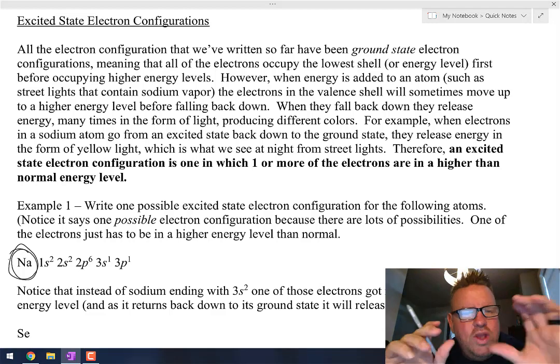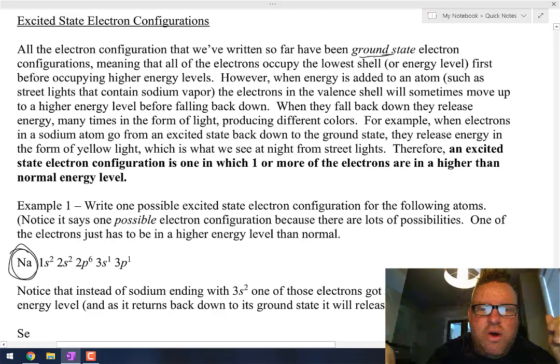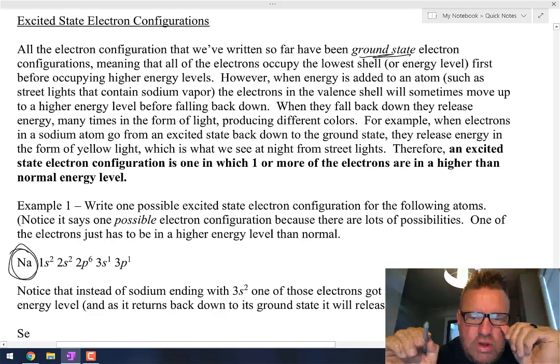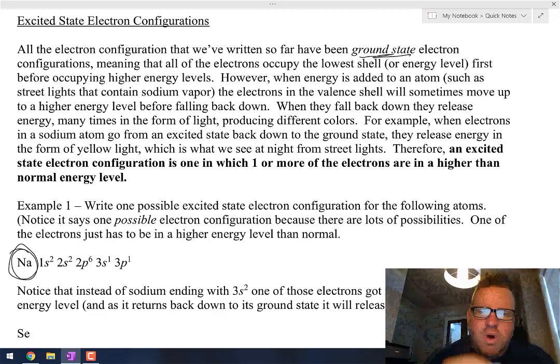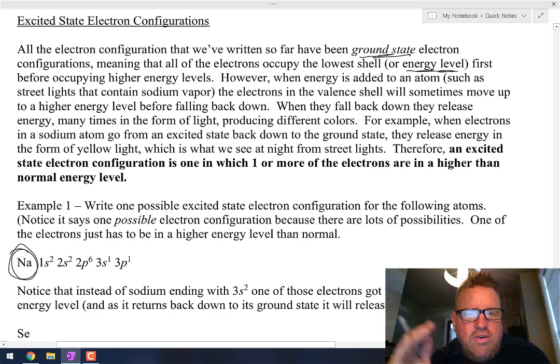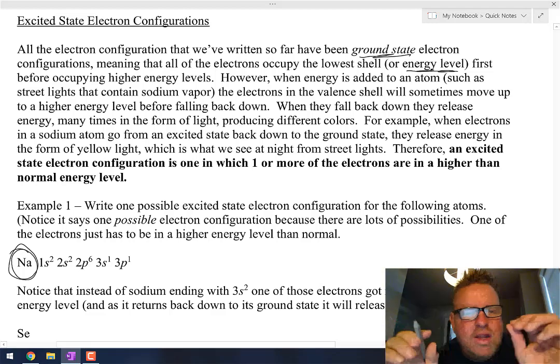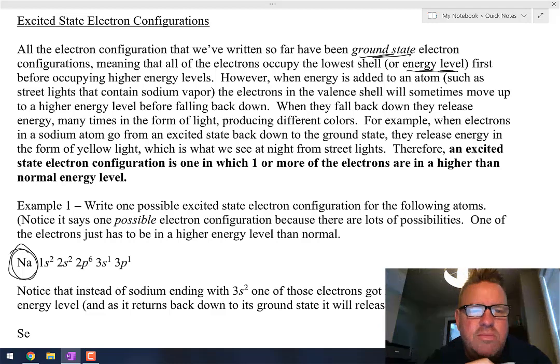Okay, so when you write an electron configuration, we always write what's called the ground state electron configuration, which means you start at 1s2, then you go to 2s2, then 2p6, 3s2, 3p6, etc. You always go with the lowest energy level first, and then you go from there. But a lot of times when you add energy to an atom, those electrons can move around.